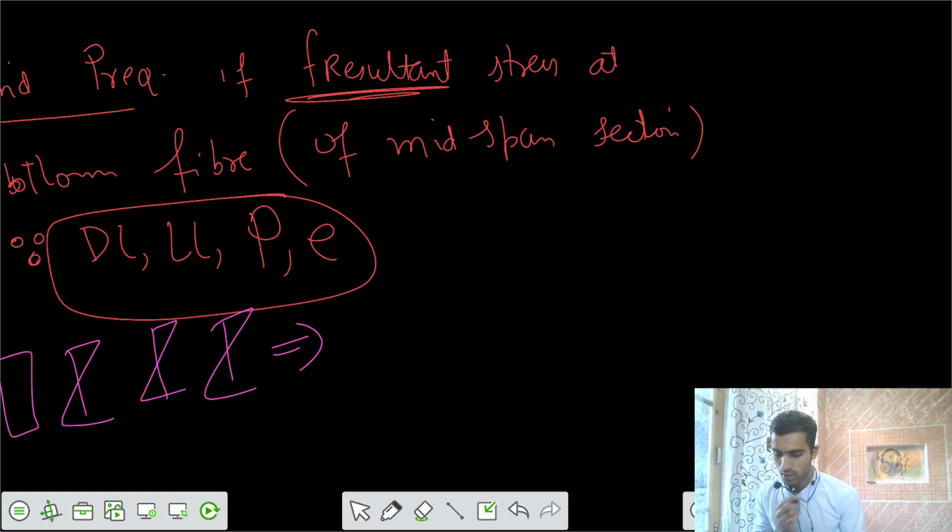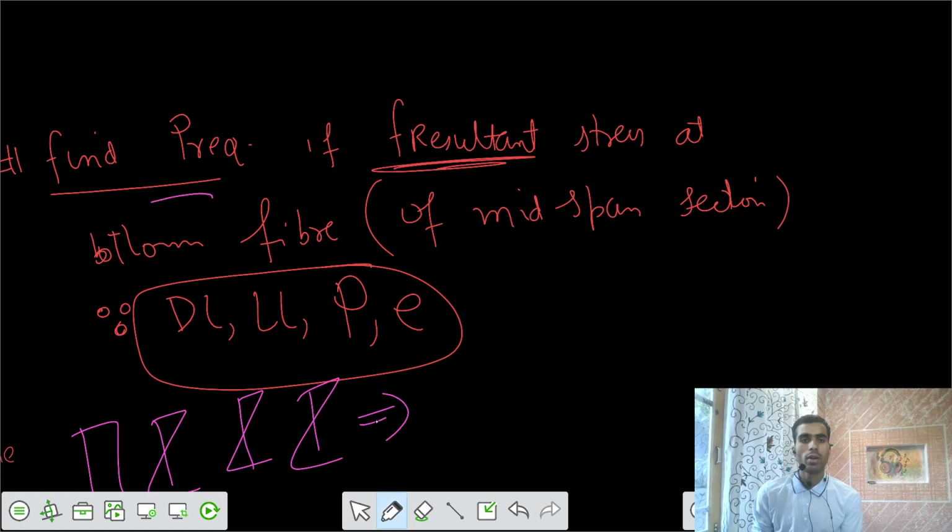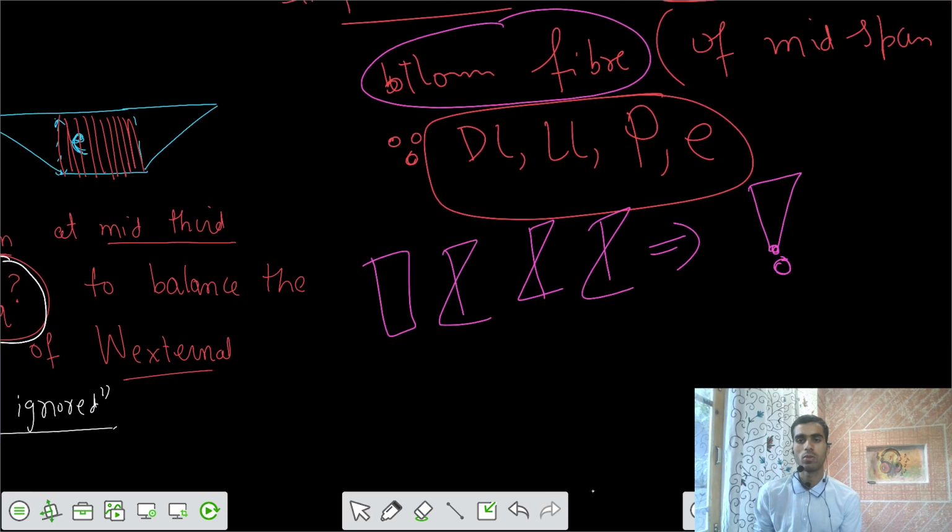I think it's saying we have not properly written the problem. I think it's saying that we have to keep the bottom fiber stress equal to 0 finally. So the final stress diagram would be in this way, that stress at the bottom is equal to 0. Let's try to calculate for the stress at the bottom to be 0.